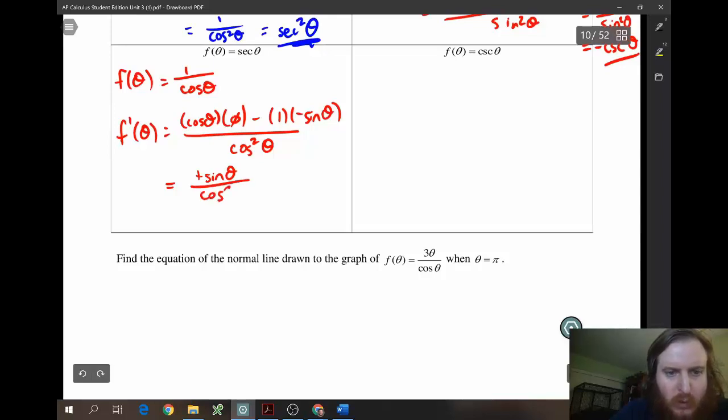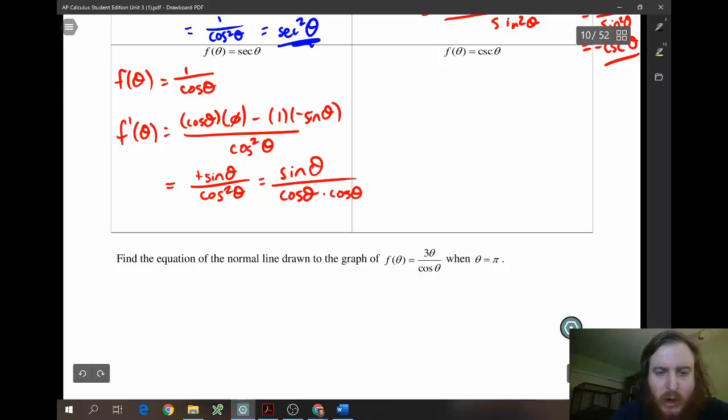over cosine squared theta. And this one's a little bit weird, but to rewrite this, what we do is we write this as sine theta divided by cosine theta times 1 over cosine theta, right? It's because whenever you have a sine over a cosine, that part always becomes tangent theta. So what we end up with is essentially tangent theta times 1 over cosine theta, and that 1 over cosine theta we can rewrite as secant theta.